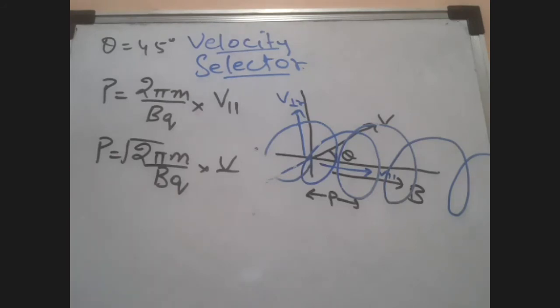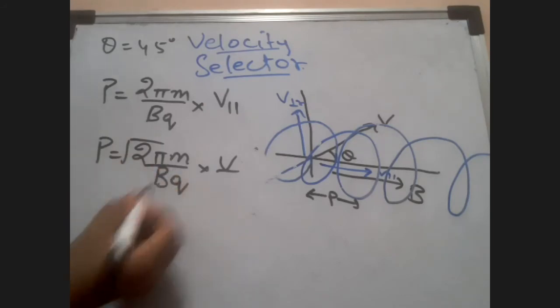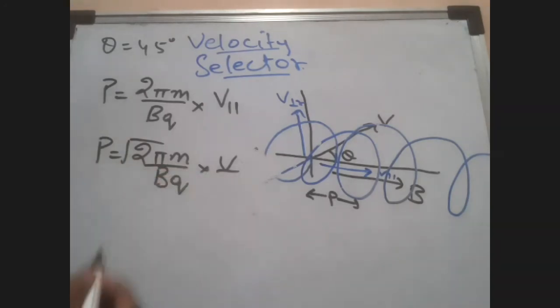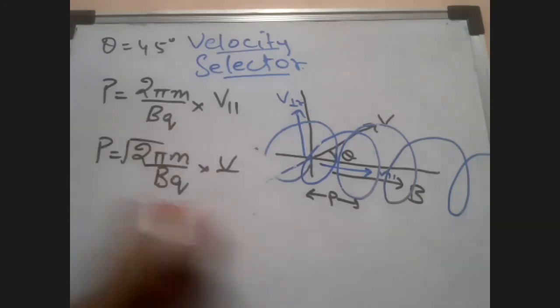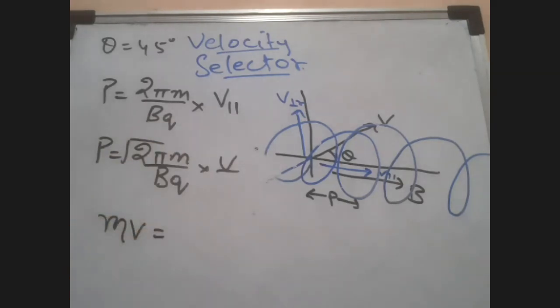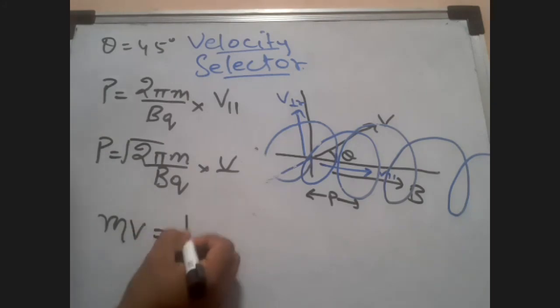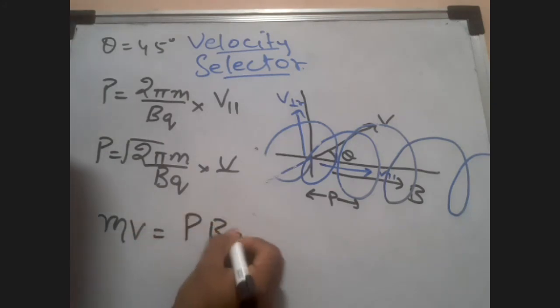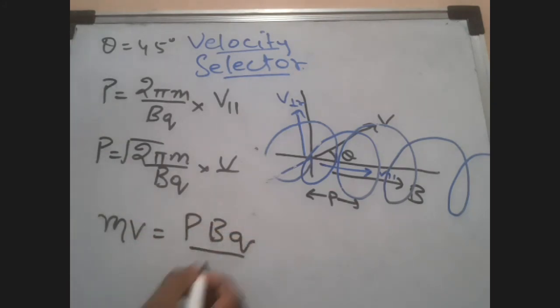So I can say, students, can I rearrange this thing to get the value of mV? mV equals P BQ upon root 2 pi. So mV is equal to P BQ upon root 2 pi.